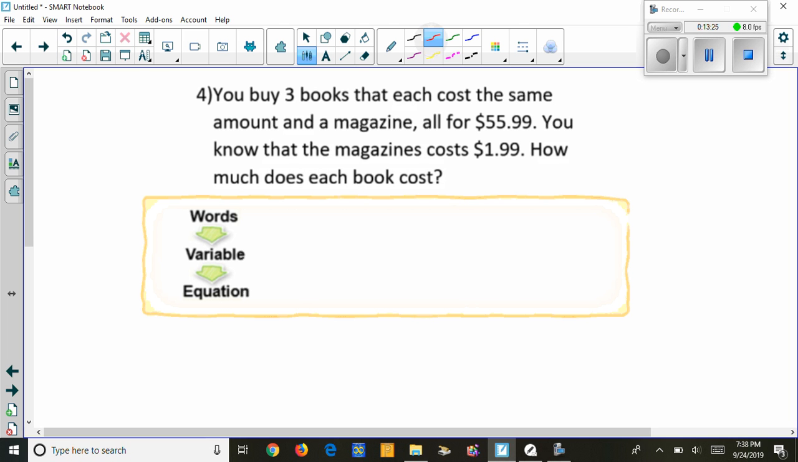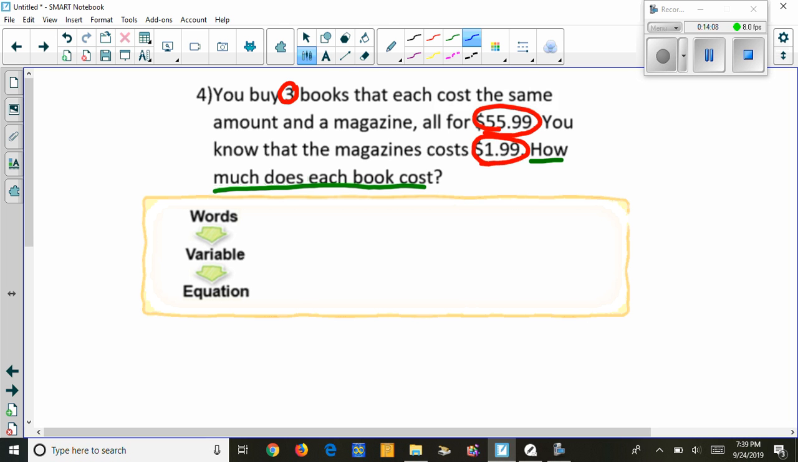So let's go through again using CUBES. You buy 3 books that each cost the same amount and a magazine, all for $55.99. You know that the magazines cost $1.99. How much does each book cost? We're going to have to take another read through in a second, but next is U for underlining the question. It's right here at the end. How much does each book cost?